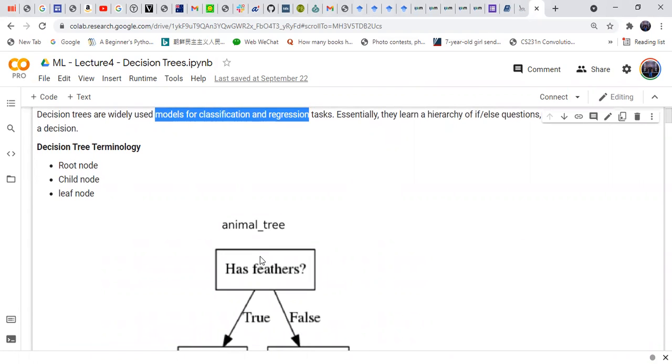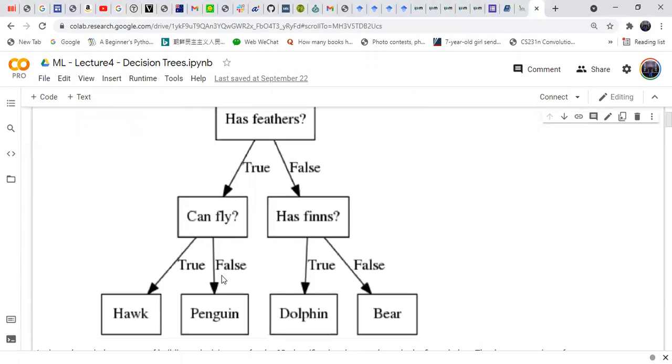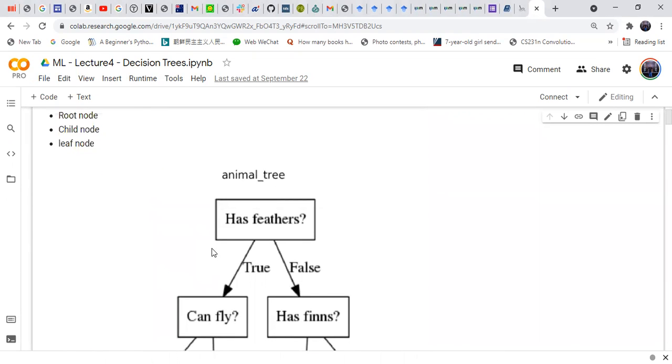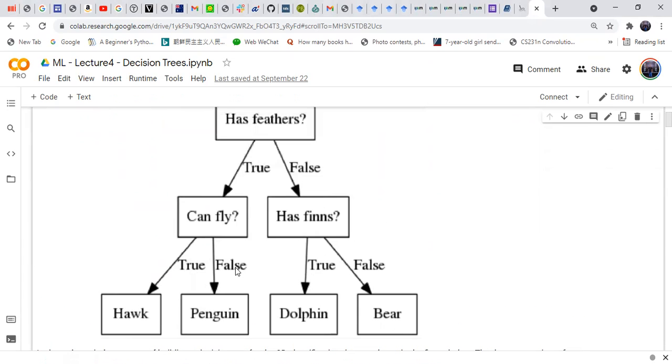The root node is the parent node from where the child nodes are extracted. Child nodes are the nodes which have further nodes in the tree structure, and there are the leaf nodes. Leaf nodes are the nodes which have no further child nodes, so these are called leaf nodes, just like in this graph example. The first node is the root node, which has features; the child nodes are can fly and has fins. These two are the child nodes, and the leaf nodes are hawk, penguin, dolphin, and deer.